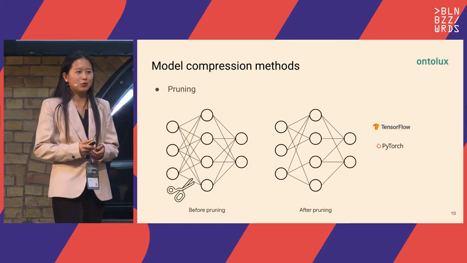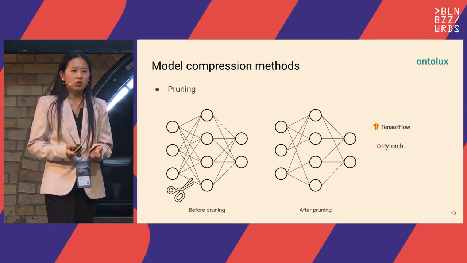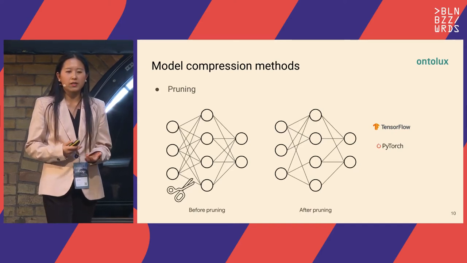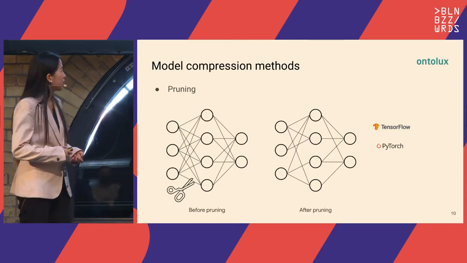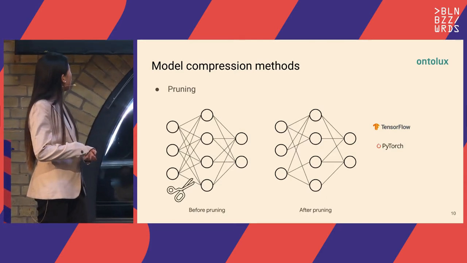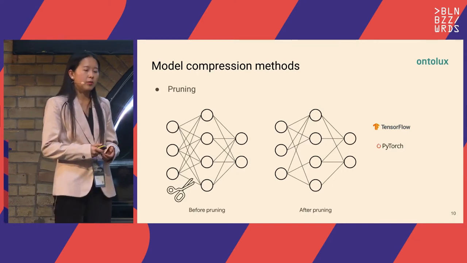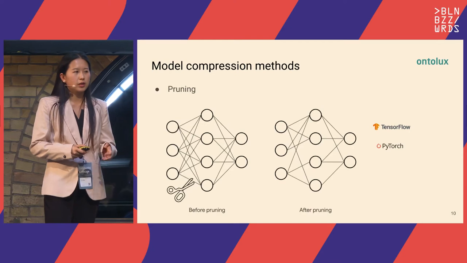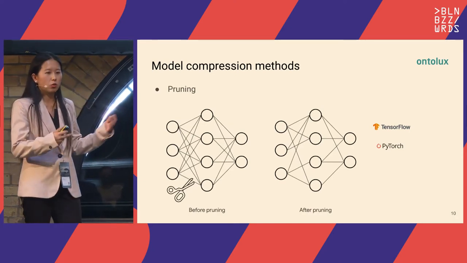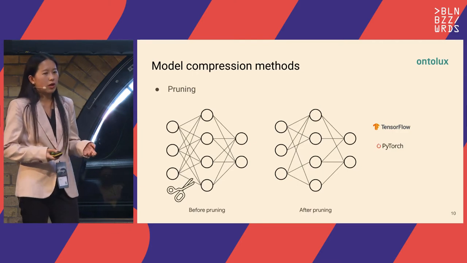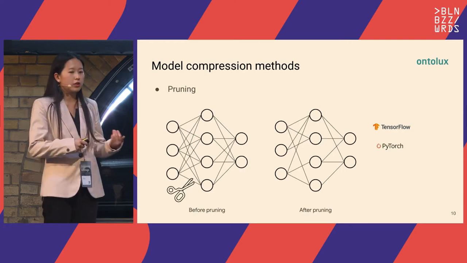The third method is also quite straightforward. It's pruning, because in a giant neural network, not necessarily all the weights are important for our output. So in this case, we could just think about cutting all the unnecessary weights. There is structured pruning, where you take out a whole feature or a whole neuron together with all its connections. There is also unstructured pruning, where you only take out individual weights.